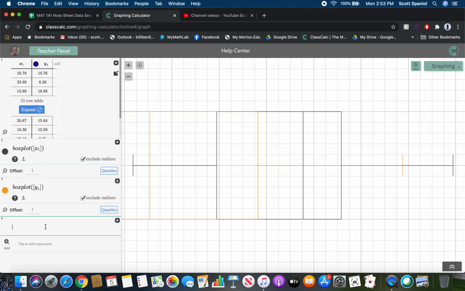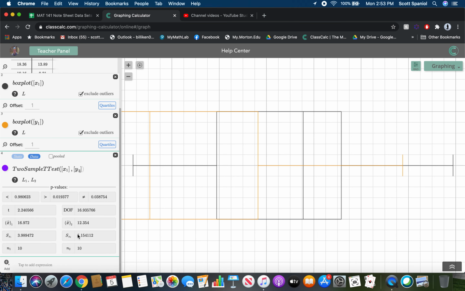So we go in here and we do a two-sample t-test, which is TSTT, and we can put in our data because we're getting it from data. So x sub 1 is the first data set, y sub 1 is the second data set, and there are our p-values for us. And we said it would be greater, so that's the middle one. So our p-value is 0.0194.